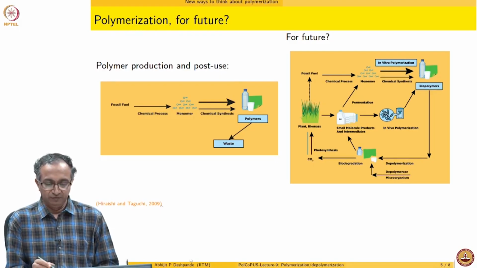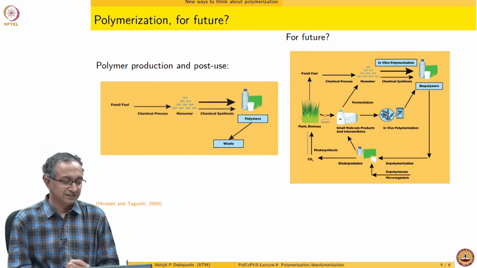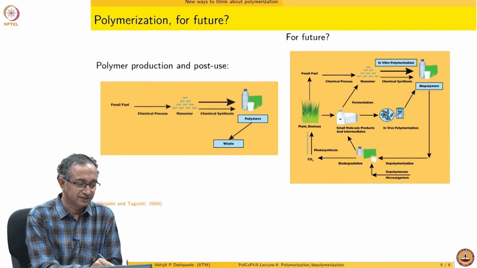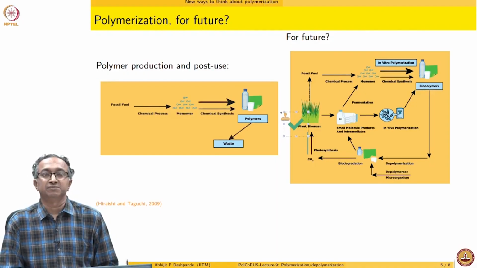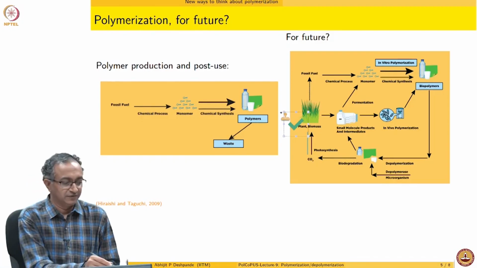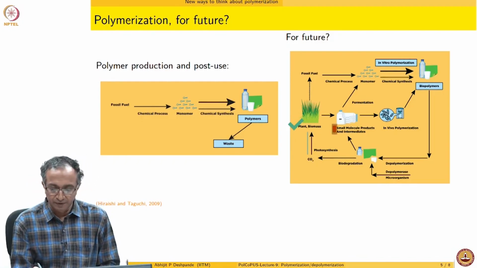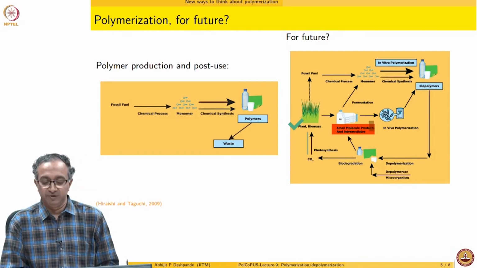So we have plant and biomass as a renewable resource, as we discussed in the last class already. So can we not keep that and keep a cyclic process in which we first get some small molecules.